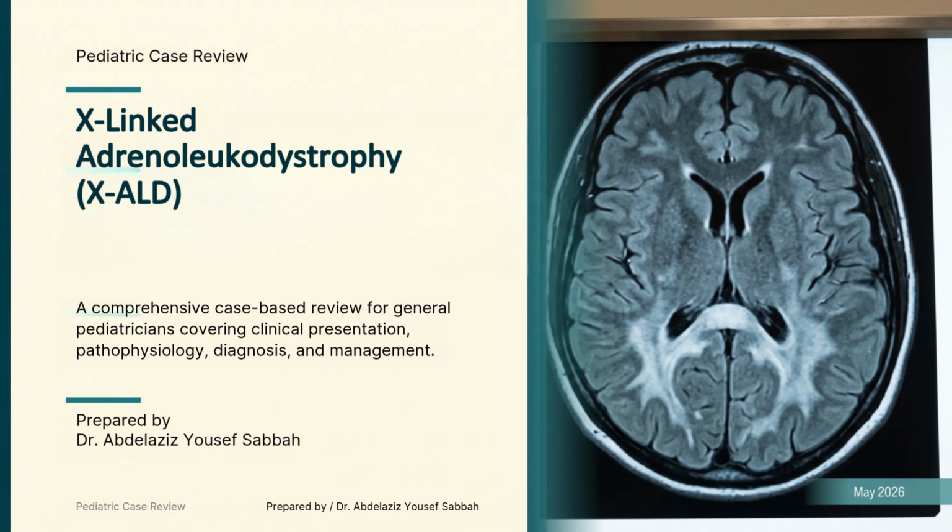Today, we present a comprehensive case-based review of X-Linked Adrenoleukodystrophy designed for general pediatricians in active clinical practice. X-Linked Adrenoleukodystrophy is a peroxisomal disorder that combines progressive neurological disease with adrenal insufficiency, and recognizing it early can be life-saving. Across this lecture, we will work through 16 carefully constructed clinical cases.